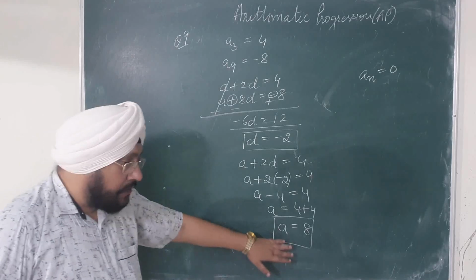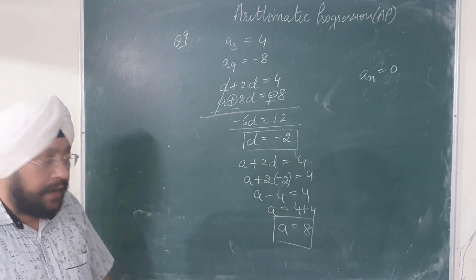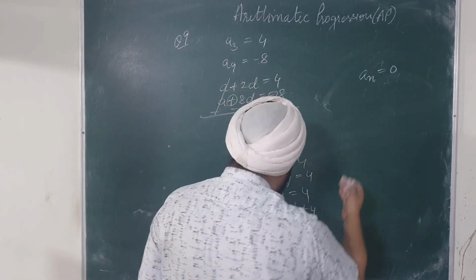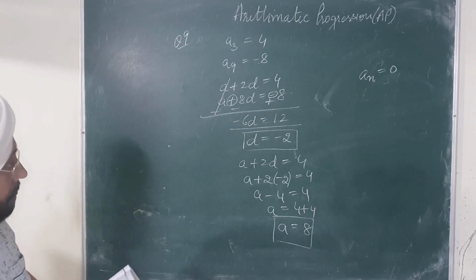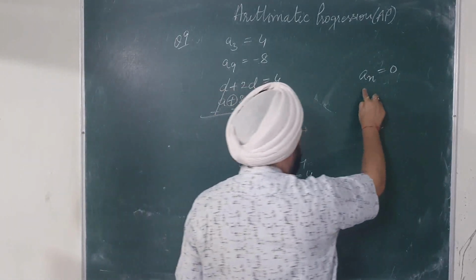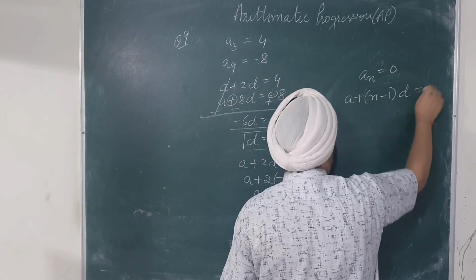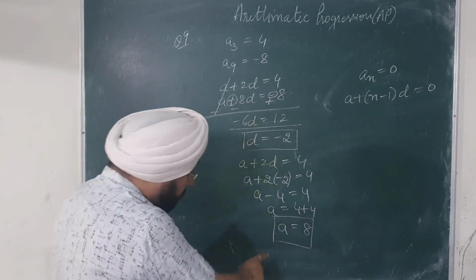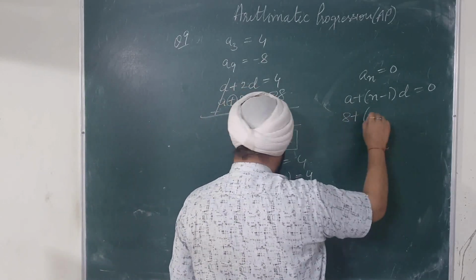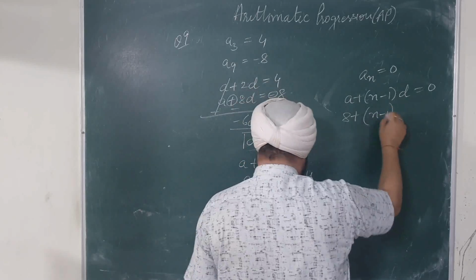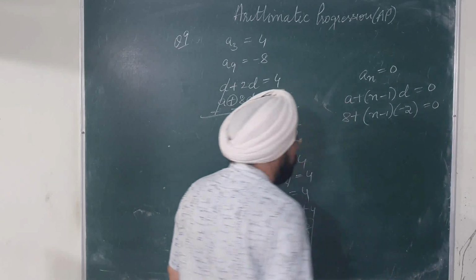Now we have a is equal to 8, d is equal to minus 2. Again we have two particular terms, a and d. So simply what we have to do is find which term of the AP is 0. Now an means a plus n minus 1 into d, that is equal to 0. Substitute the values of a and d here. A is 8, d is minus 2, that is equal to 0.